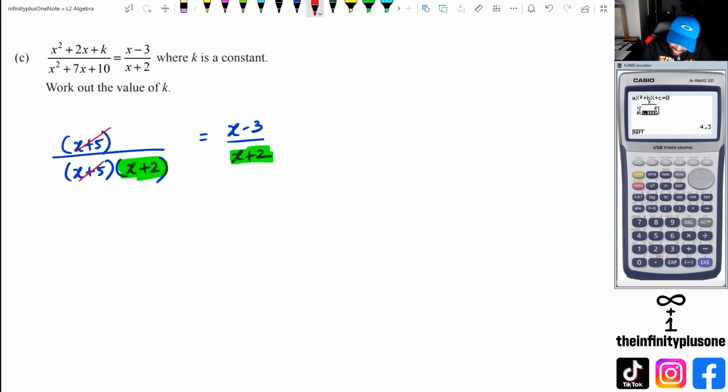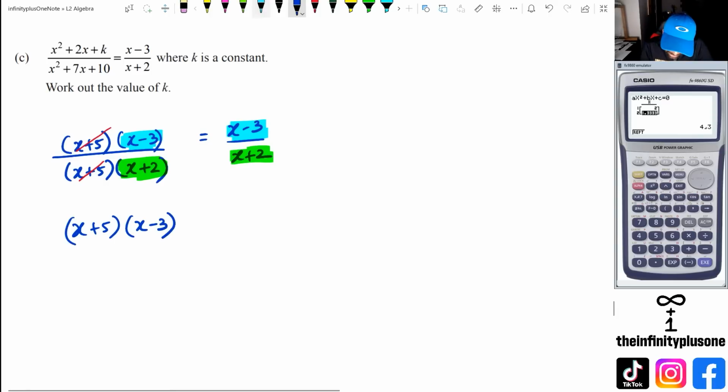If that happens, then what's remaining is x minus 3, which is what's left over on the left hand side and the right hand side. Hopefully that made sense, what I tried to do there, because I can't actually factorize x squared plus 2x plus k, but what I do know is that somehow I need to balance the right hand side and the left hand side. So with that in mind, I can now say the numerator is equal to x plus 5 times x minus 3.